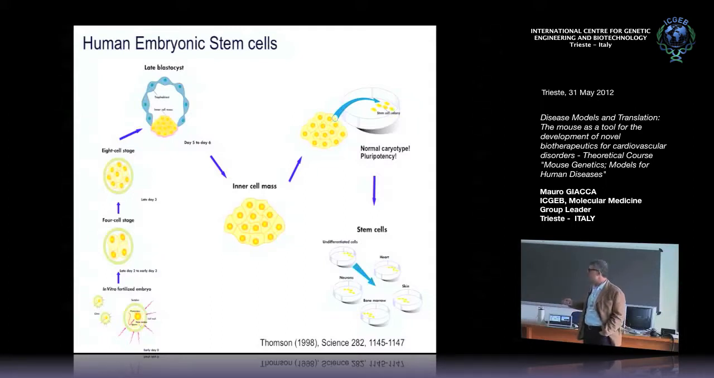So basically, you can do in vitro fertilization, take the inner cell mass, disaggregate the inner cell mass, put this in culture, and these cells, under appropriate stimulation, can become any cell type in the body. Our body contains more than 240 different cell types, and these cells virtually can become any cell type. They are really stem cells.